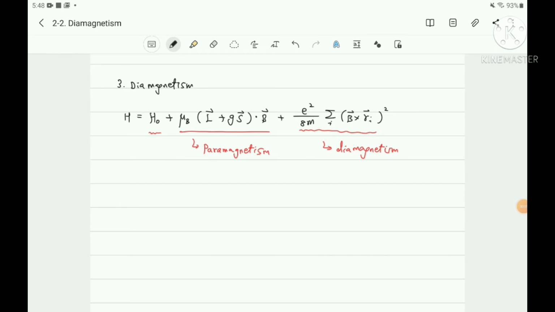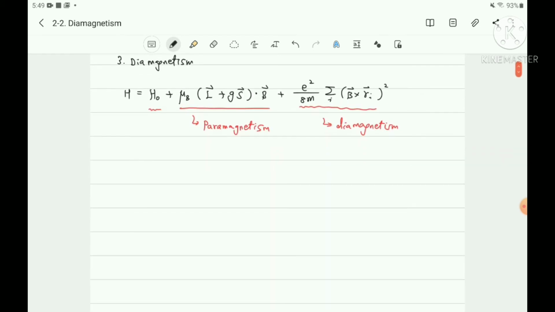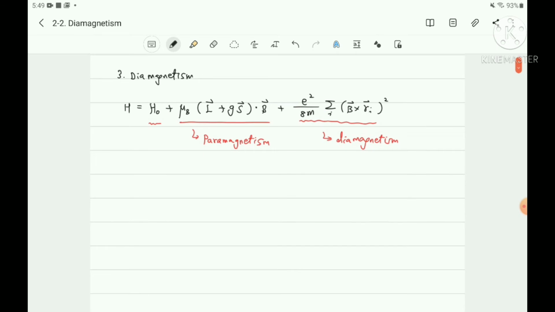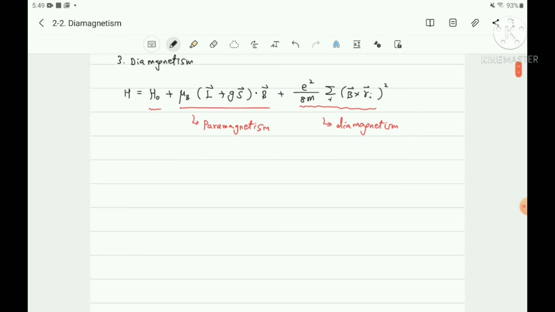Yeah, let's just start with this equation. This Hamiltonian is what you get when you apply a magnetic field, and the Hamiltonian can be changed under the Lorentz gauge. The first term gives rise to paramagnetism, and the second term describes diamagnetism. Let's first consider the diamagnetic term, which looks like this.